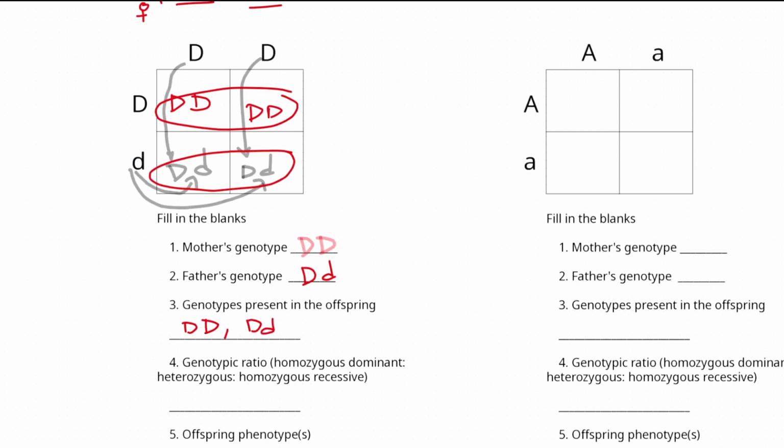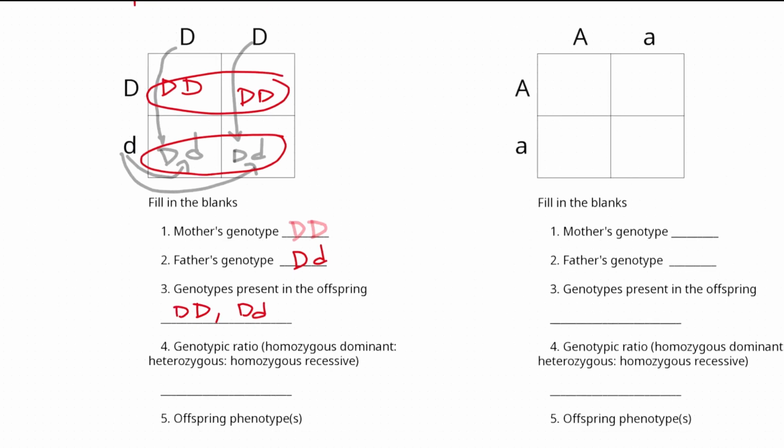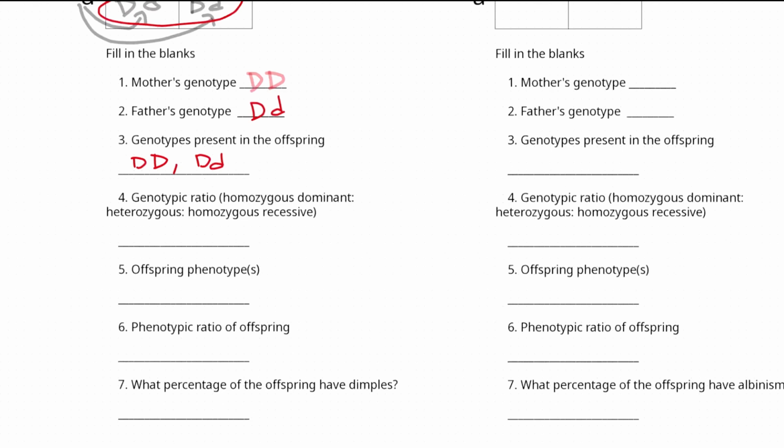Next, the genotypic ratio. And the way that this is drawn, we'll do the homozygous dominant, then the heterozygous, then the homozygous recessive. We have two that are homozygous dominant. We have two heterozygous, and we don't have any homozygous recessive. So the genotypic ratio is 2 to 2 to 0.